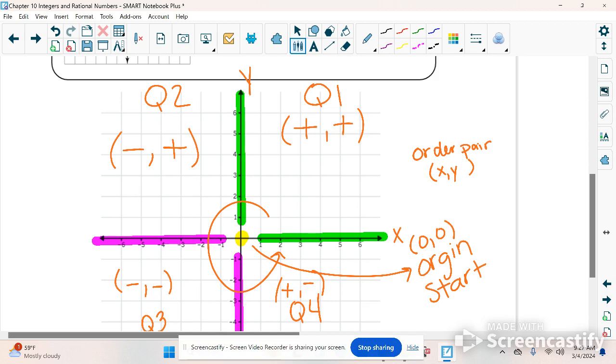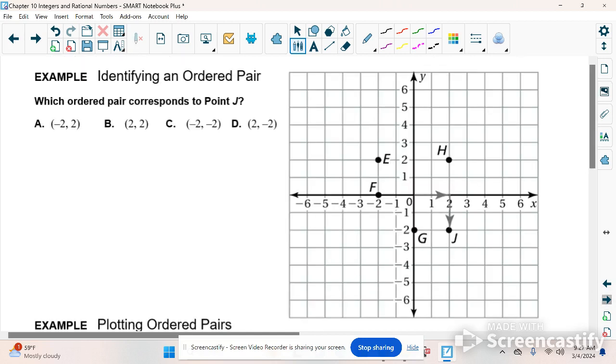Alright, so if you flip over on your packet to the next page.